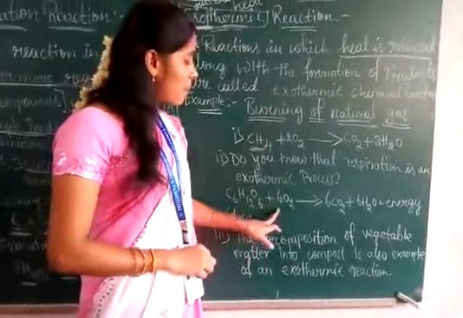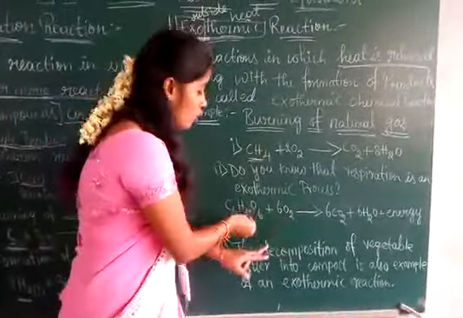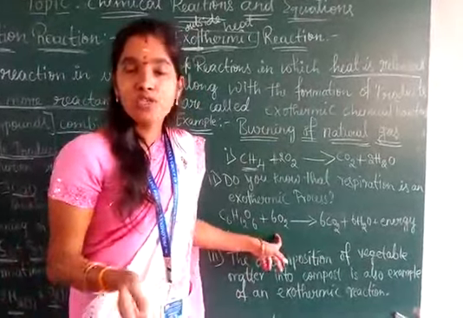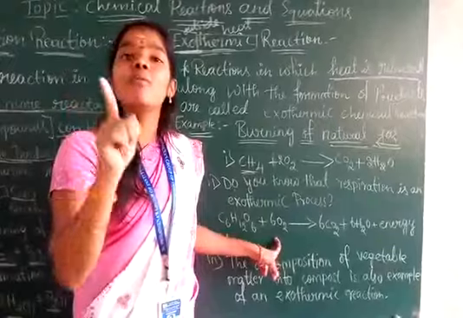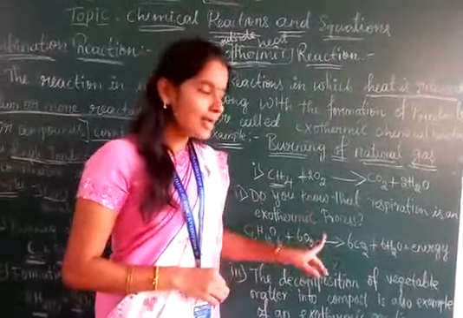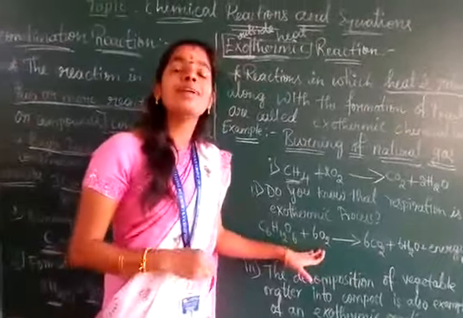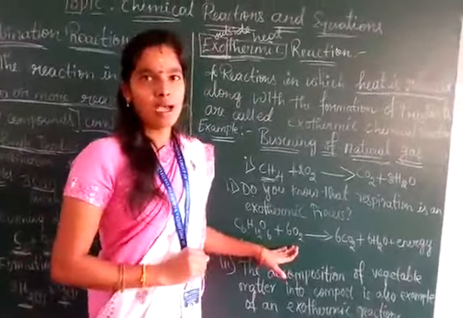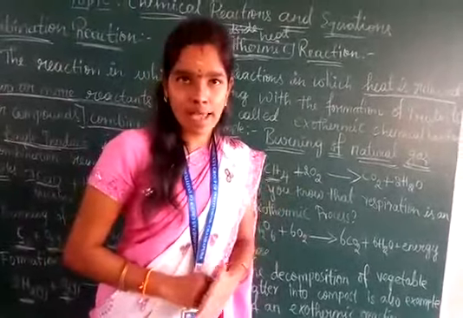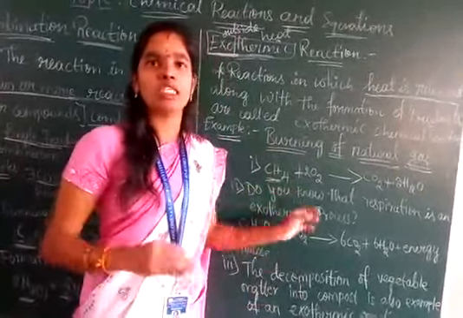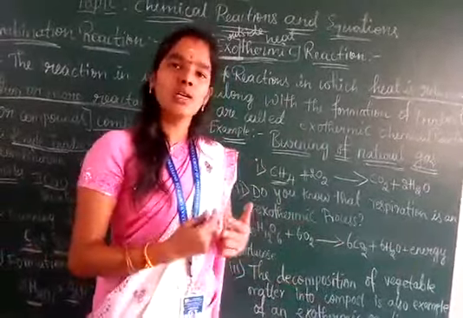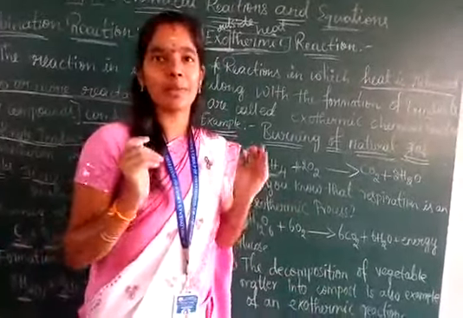So this glucose combines with oxygen in the cells of our body. So where is it combining? In the cells of our body, and providing energy. And we call this process respiration. Okay. So respiration also is an example for exothermic reaction. During the digestion process, during respiration, heat is released. So that also is an example for exothermic reaction.